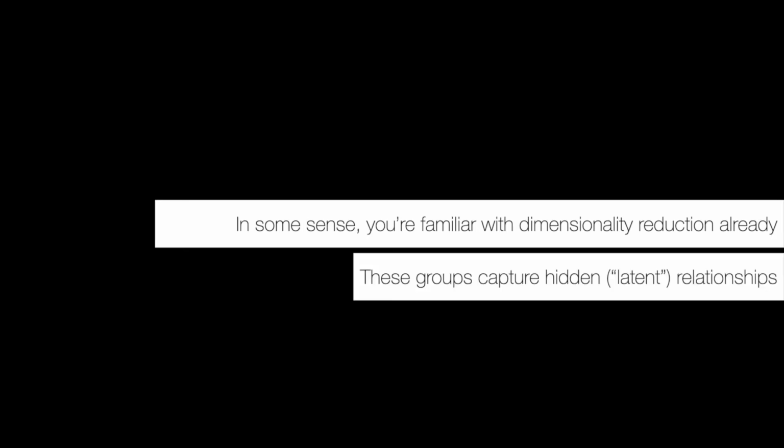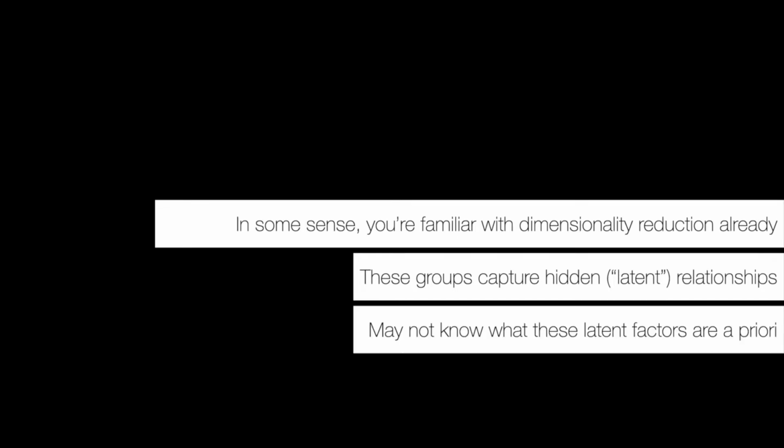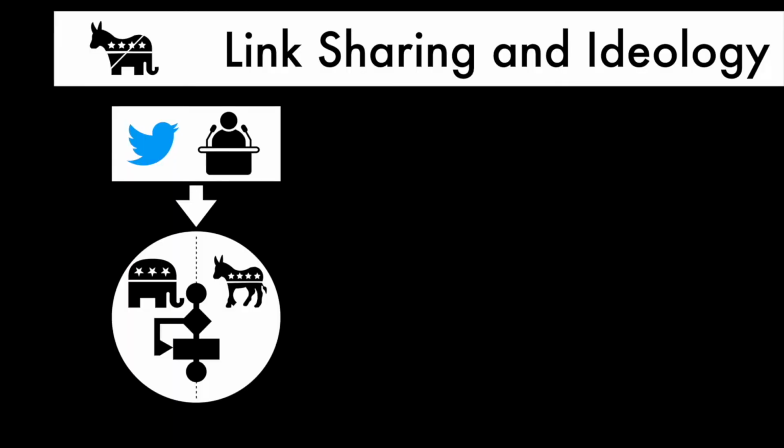So in some sense, you're already familiar with the idea of dimensionality reduction, that these groups, these clusters that we're working with, capture this hidden relationship or some set of hidden relationships among items or among documents or elements in our data set. So we call these hidden relationships latent relationships, or latent factors, or latent features. We may not know what these latent factors are a priori, or maybe you do, depending on your particular context. But I want to walk you through an example of where this is useful.